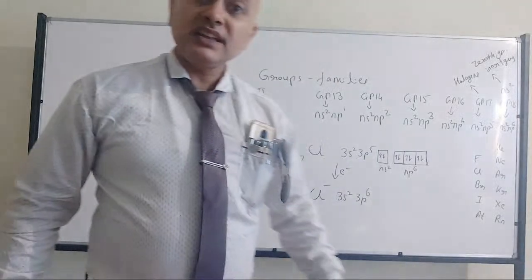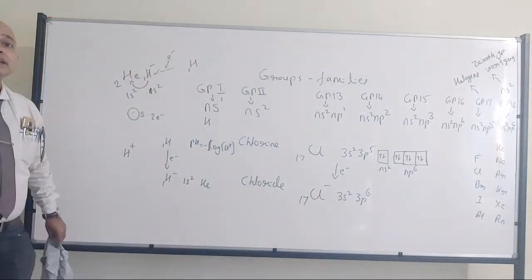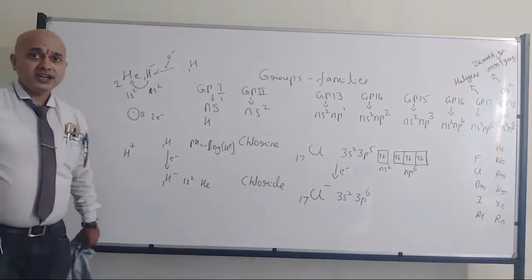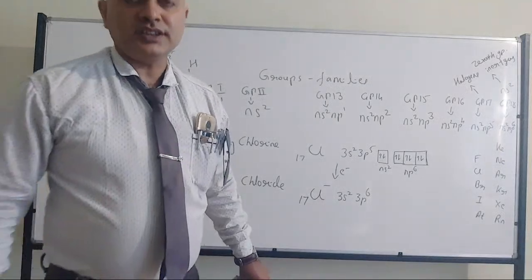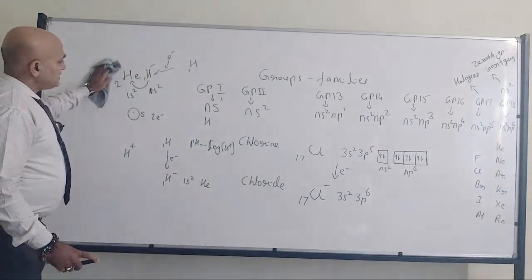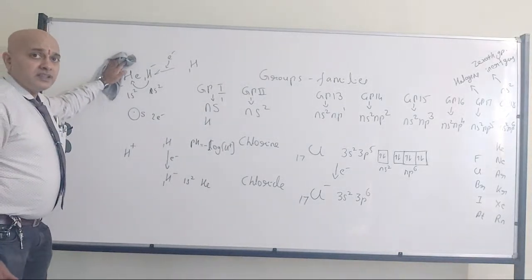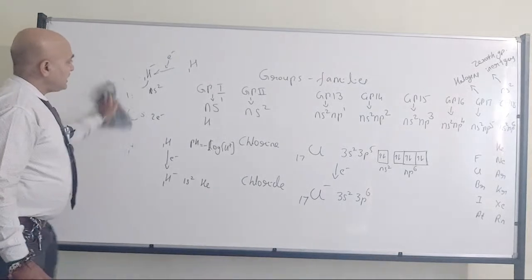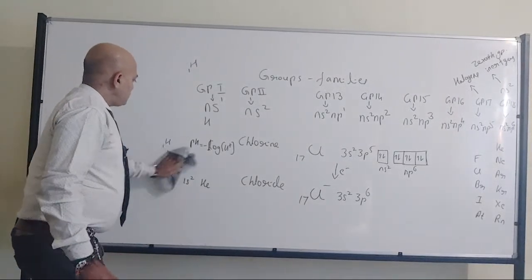But still, hydrogen becoming H plus is very common in nature. Therefore, in many of the periodic tables it has been placed along with group 1. Right? So, any doubts?